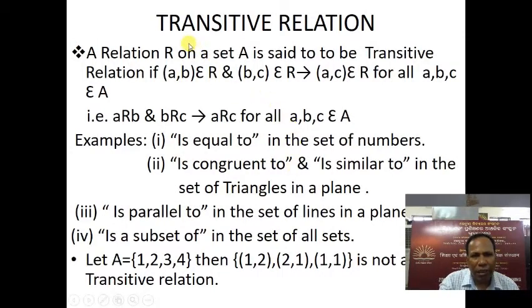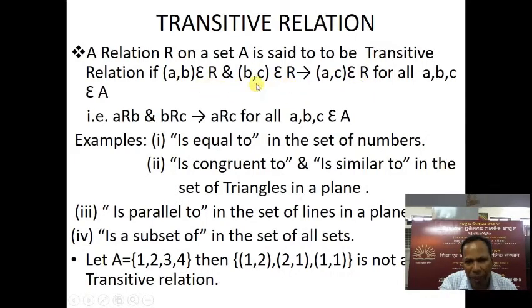Now the next relation is your transitive relation, or we call it a transitive property. A relation R on a set A is said to be a transitive relation if ordered pair (a, b) belongs to R and ordered pair (b, c) belongs to R implies ordered pair (a, c) belongs to R. That means if this element is available in R and the second element is available in R, we find that (a, c) also has to be available in R.